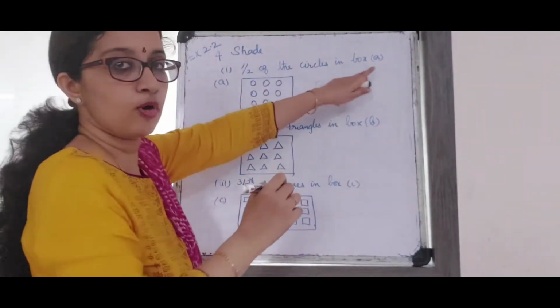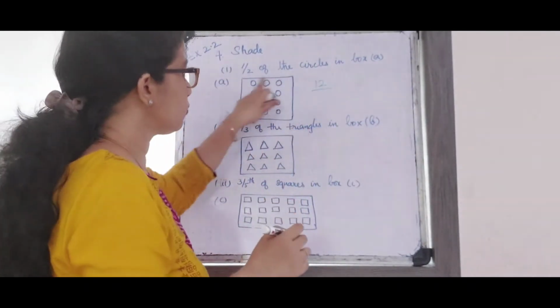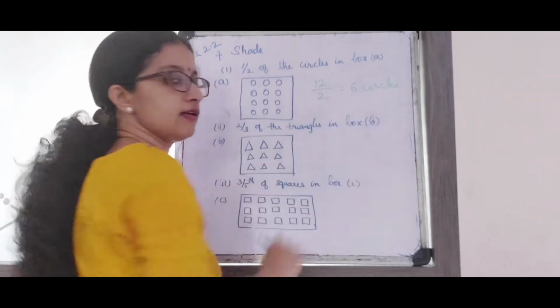So there are 12 circles and half of 12 is what? Half of the circles in the box, right? So there are 12 circles in the box, so half of 12 is 6 circles. We have to shade 6 circles.